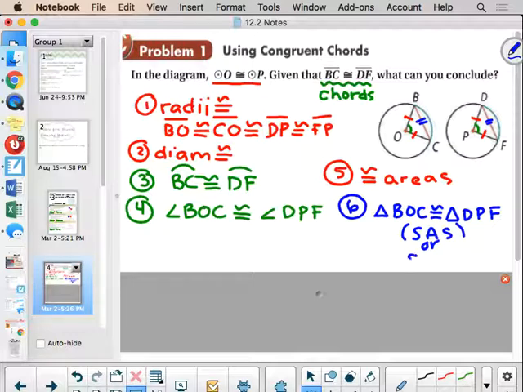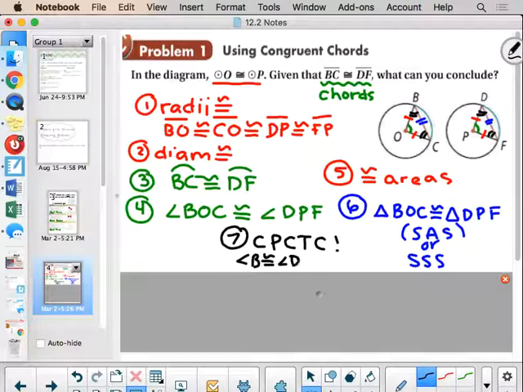Absolutely. If the triangles are congruent, aren't their parts congruent? CPCTC, where these are corresponding parts. We can use corresponding parts of congruent triangles that are congruent. So we could get into the fact that angle B is congruent to angle D, and angle C is congruent to angle F.